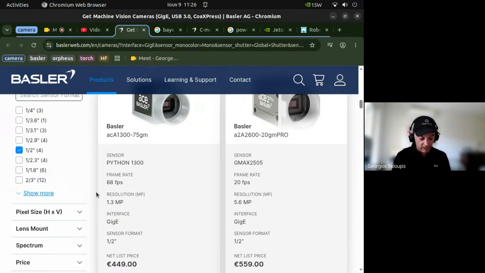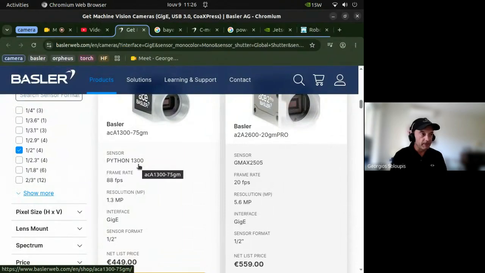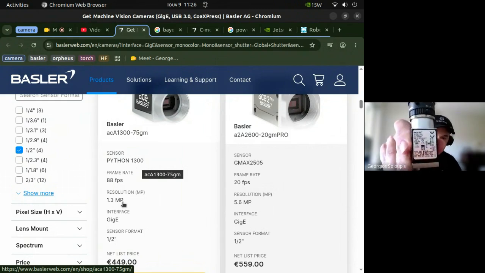One of the things I also want to say is that these are usually CMOS sensors, which stands for complementary metal oxide semiconductor. It's the successor of CCD cameras, and about 99% of cameras right now use CMOS sensors, so it's the way to go. This one also has a really great sensor, the Python 1300, which is what Basler calls it. The resolution is 1.3 megapixels, which is really great for our use case. So basically, this is the camera.